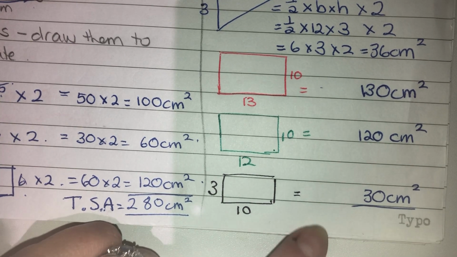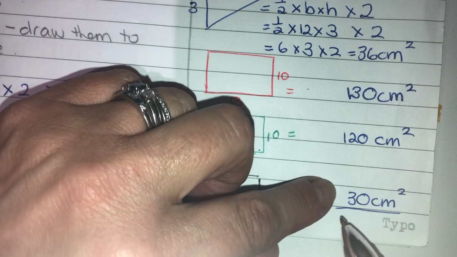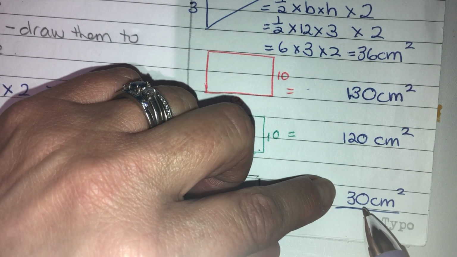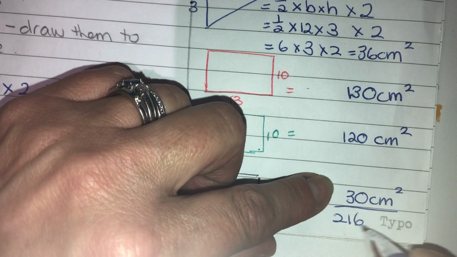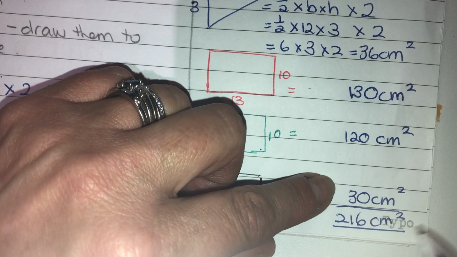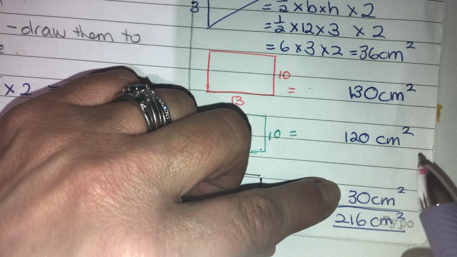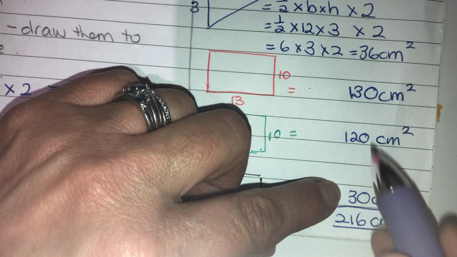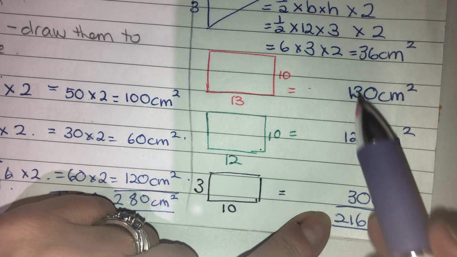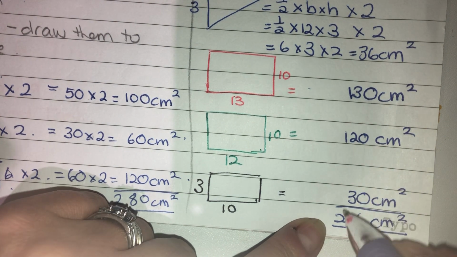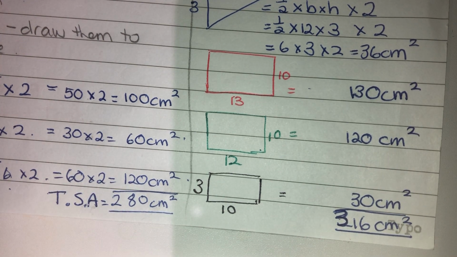Now, if we add all those together, we get 316, I think. Not 216. Hopefully you got 316 centimetres squared.